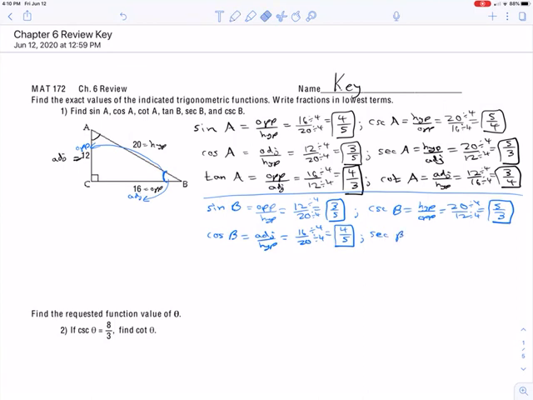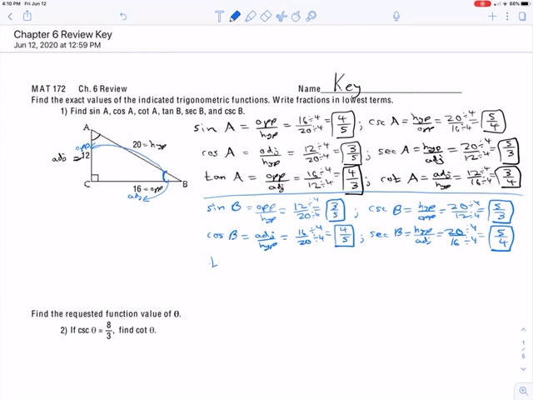Secant of angle B, we've got hypotenuse over adjacent. So we've got 20 over 16. Dividing out our common factor of 4, we get 5/4, the reciprocal.